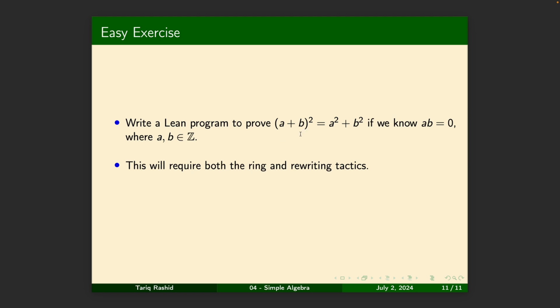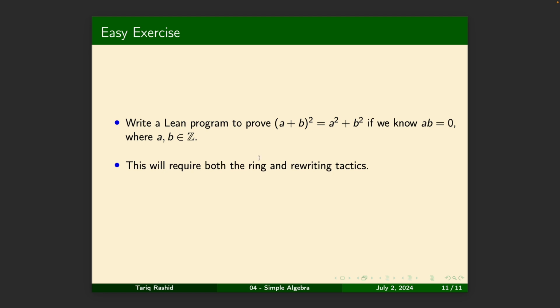So the challenge today is to prove another identity, which is (a + b) squared equals a squared plus b squared, if we already know that ab is 0, and we know the importance now of getting the types right. So a and b are integers. That's actually not that difficult. You can do it in pen and paper quite easily.